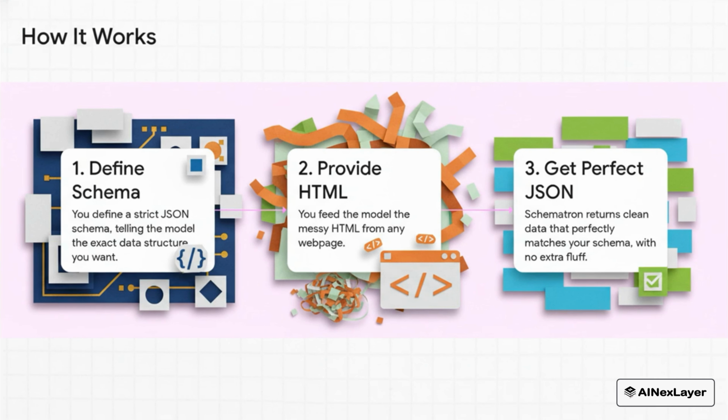The way it works is actually brilliantly simple. Step 1. You define a strict blueprint. It's called a JSON schema, where you tell the model exactly what data you're looking for. Step 2. You just give it the messy HTML from any old web page, and boom! Step 3. Schematron gives you back perfect JSON. It matches your blueprint to a T. No extra fluff, no conversational nonsense, just the clean data you asked for.